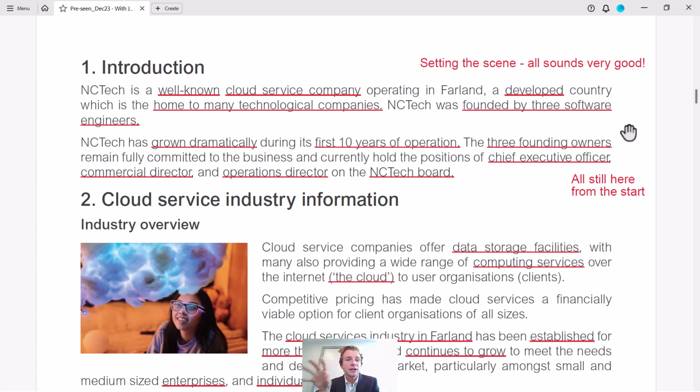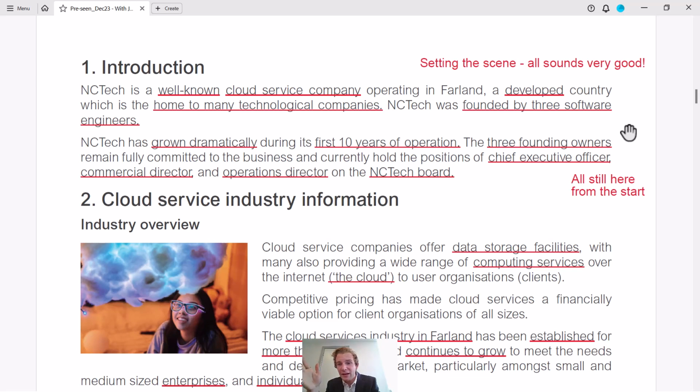But what I picked up on in the introduction for you to note down is it was really a very good, pretty nice, setting the scene: a well-known company, NCTech, a cloud service company in a developed country, home to many other technological companies. So again, it all looks rosy, and founded by 3 software engineers, who are still actually at the organisation as well. So it's grown dramatically during its first 10 years of operation. So again, it all looks fantastic, doesn't it?